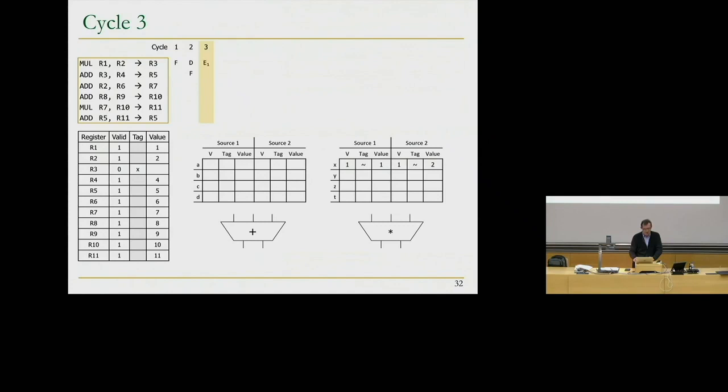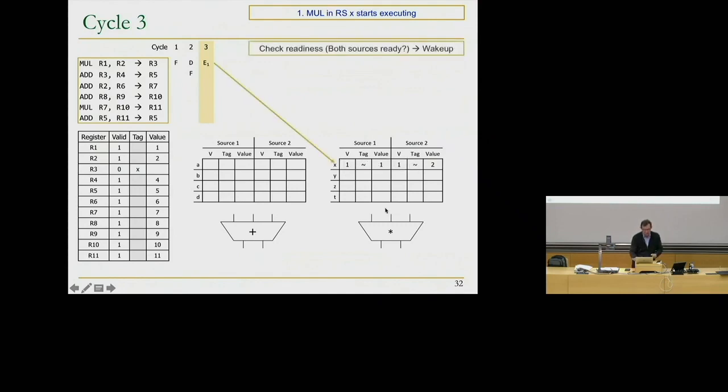So there are two things that are happening. Multiply in RS starts executing because there's some logic that checks if both of the sources are valid. If both of them are valid, that's great. We can send it to the execution unit. How do you do that? You check the readiness of both sources. Then the instruction wakes up. There's logic that does that. You can do it in the previous cycle a little bit also, but we're not going to talk about timing for now.